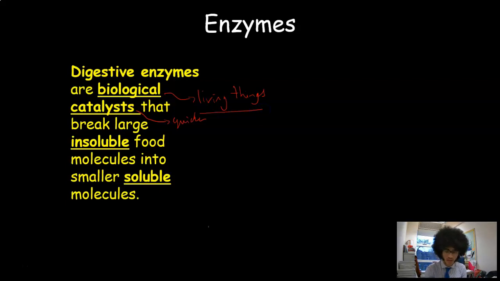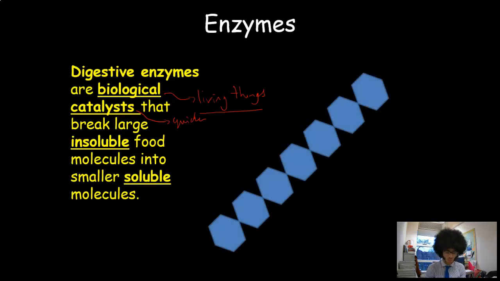Now, they break insoluble food molecules into smaller soluble ones. If you think about an insoluble food molecule like this, because it's insoluble, it means that it won't dissolve in a solvent like water. Okay, so it won't dissolve. Now, this is a problem because if it won't dissolve, it won't go into your bloodstream, and you need it in your bloodstream so it can go to all the different cells in your body and help your respiration and stuff like that. So it's important that it's soluble. At the moment it's not.